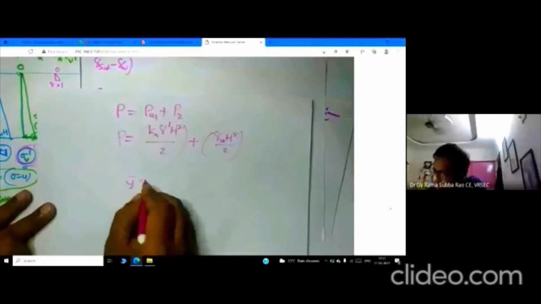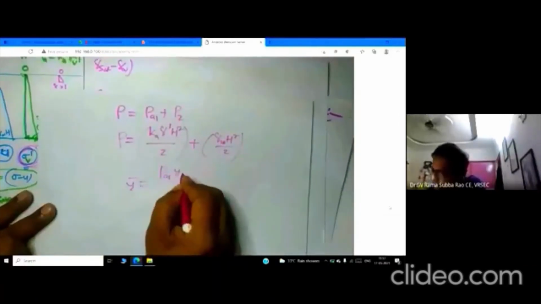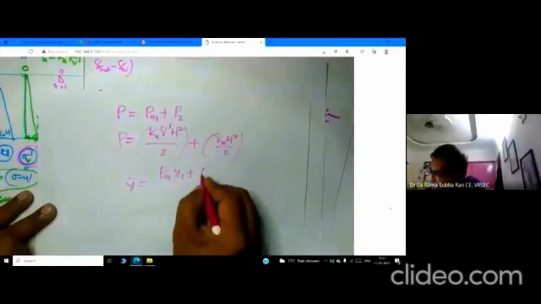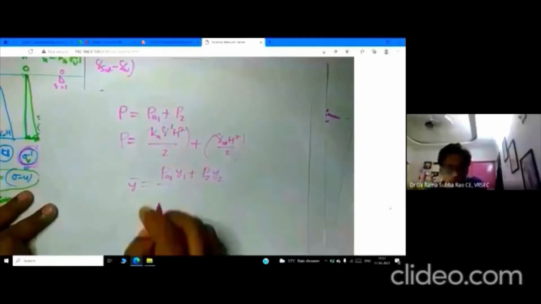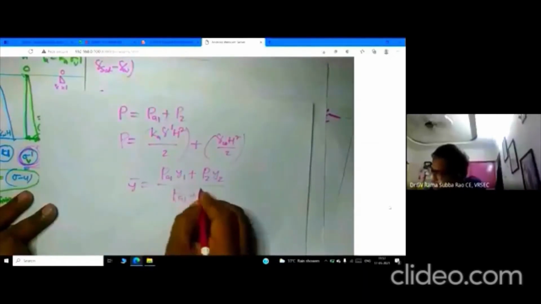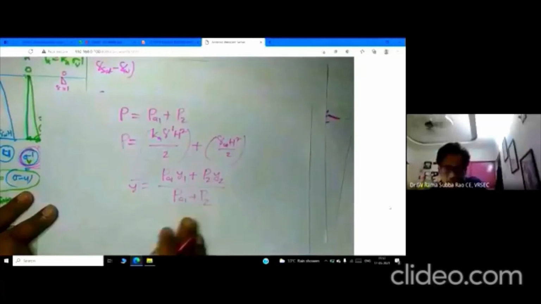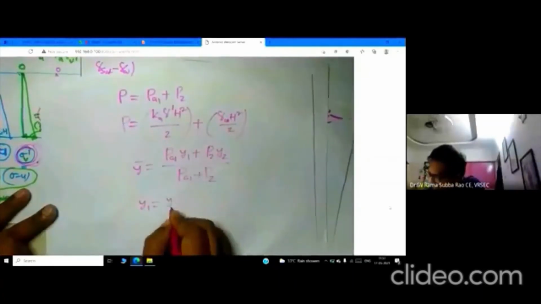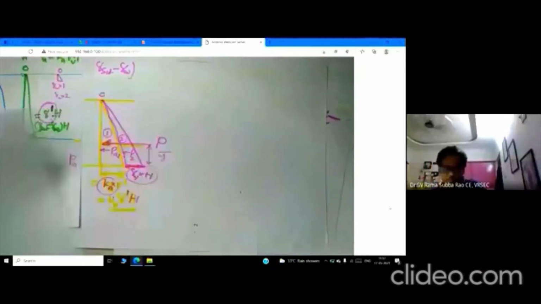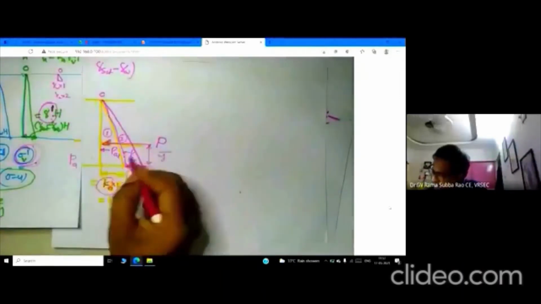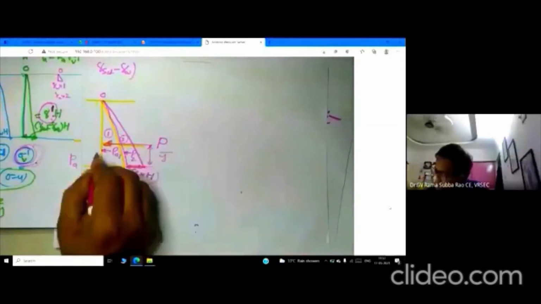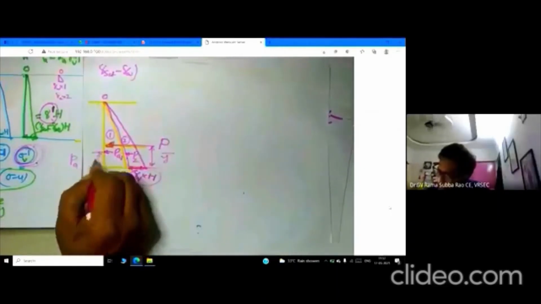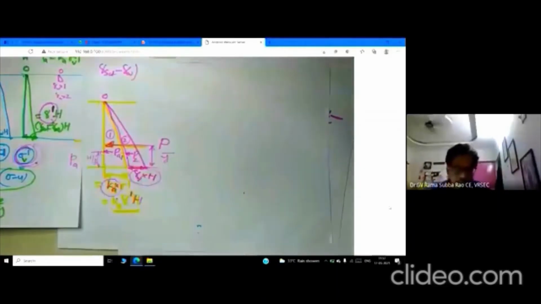Y bar is equal to PA1 y1 plus P2 y2 divided by PA1 plus P2. Now my question to you is, what is y1? What is y2? It seems y1 is equal to y2. The reason is very simple: both are triangles acting at a height of, can anyone tell me? H by 3.